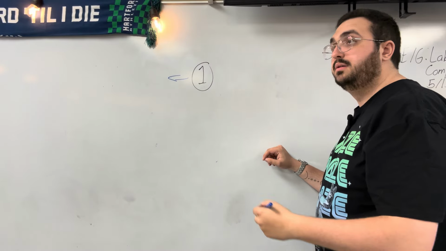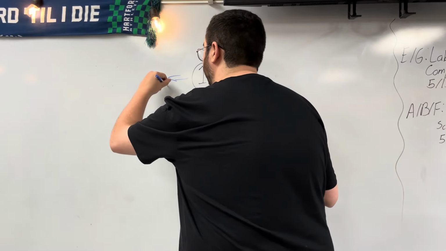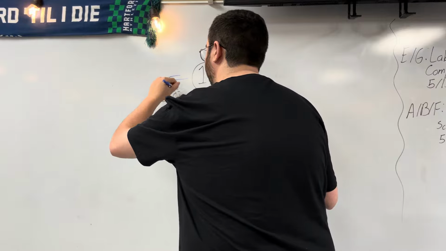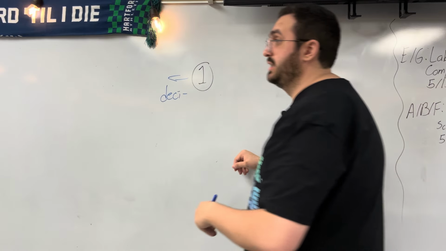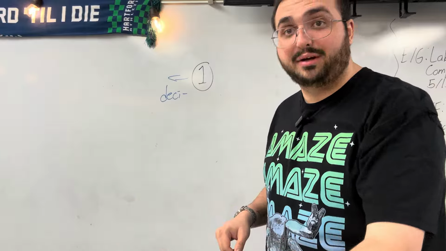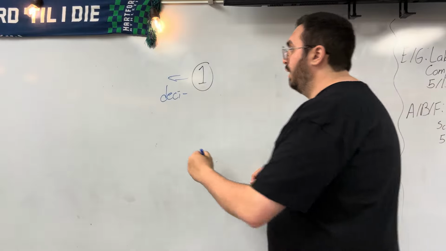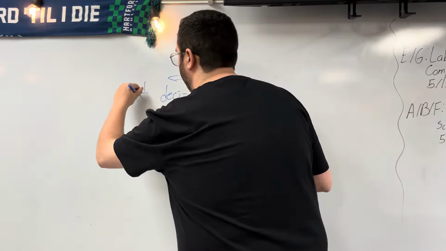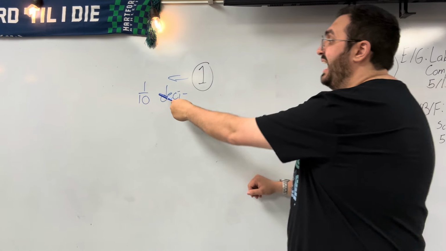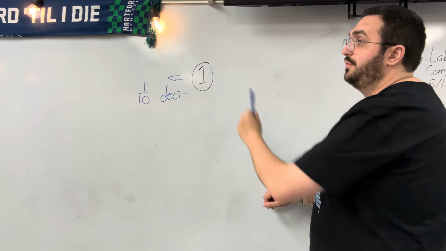our first prefix is deci. D-E-C-I. So, for example, a decimeter or a decigram. This is 1/10. So 1 over 10. Meaning that there's 10 of these for every one of our base unit.